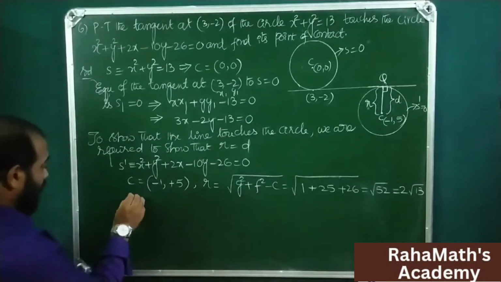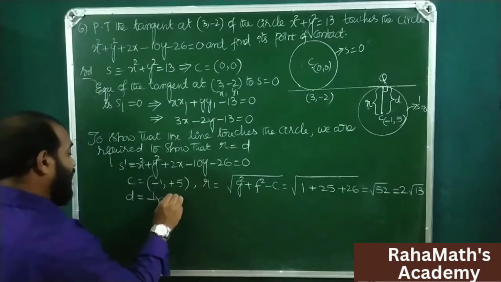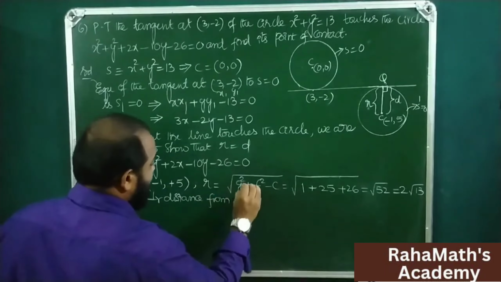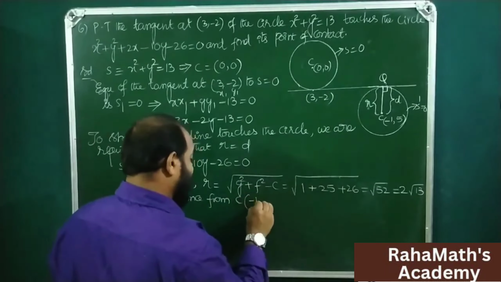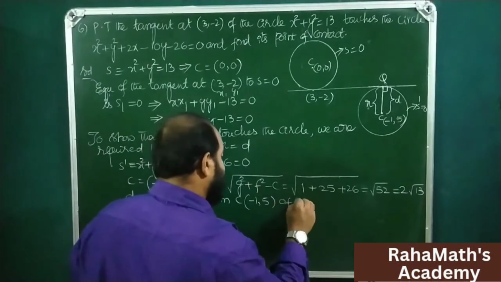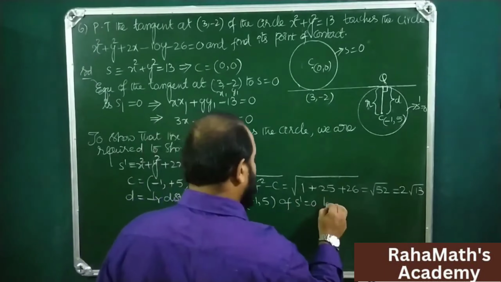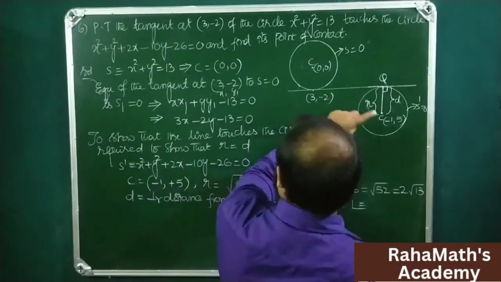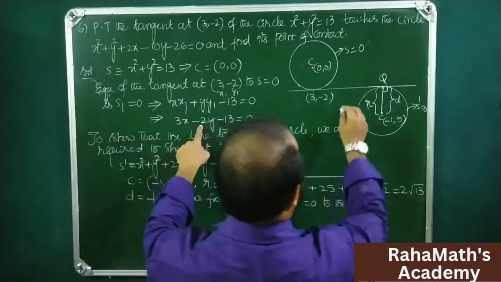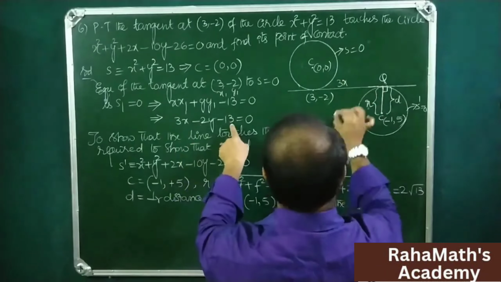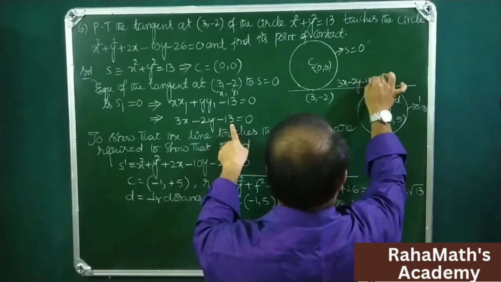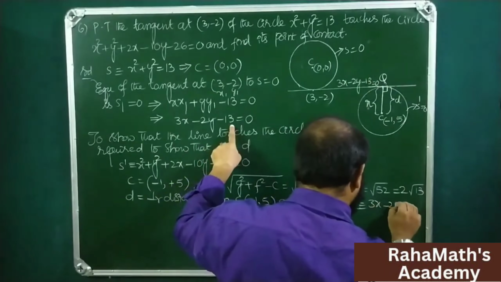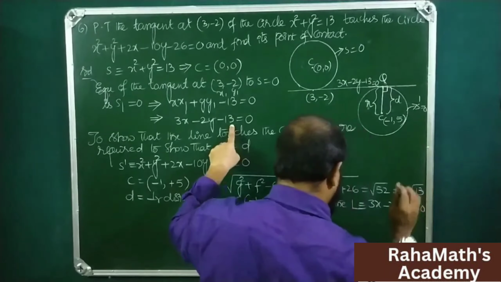So d is equal to the perpendicular distance from the center C(-1, 5) of S' = 0 to the line. What is this line? Earlier we found it: 3x - 2y - 13 = 0.